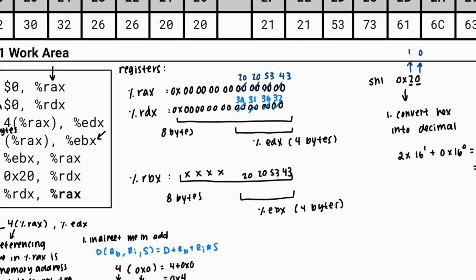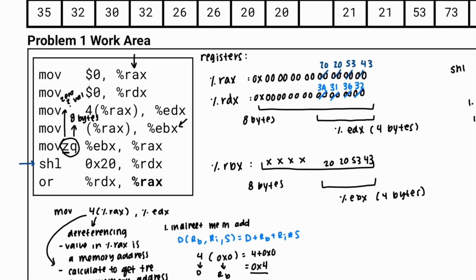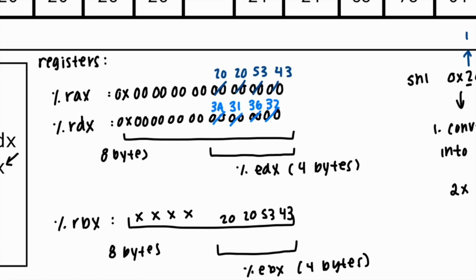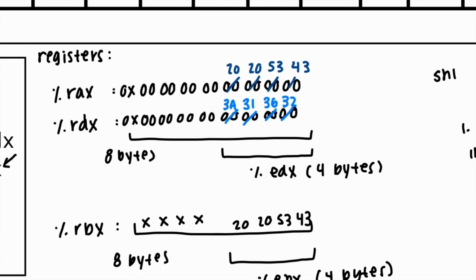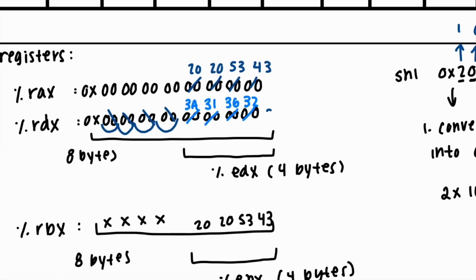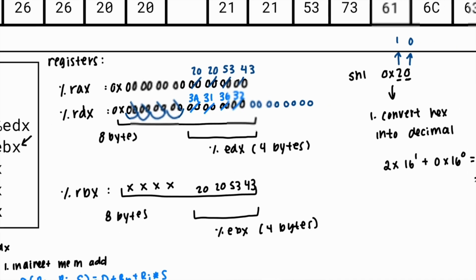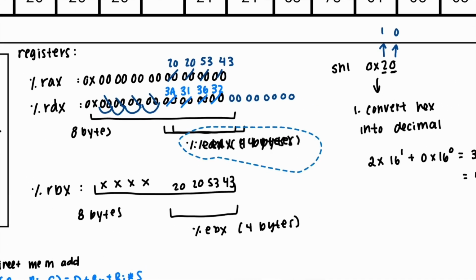If we shift our RDX left by 4 bytes, then that means we'll remove 1 byte from the left, 2 bytes, 3 bytes, 4 bytes, and then we'll fill in the remaining bytes on the right with 0. So now this is what our RDX looks like.